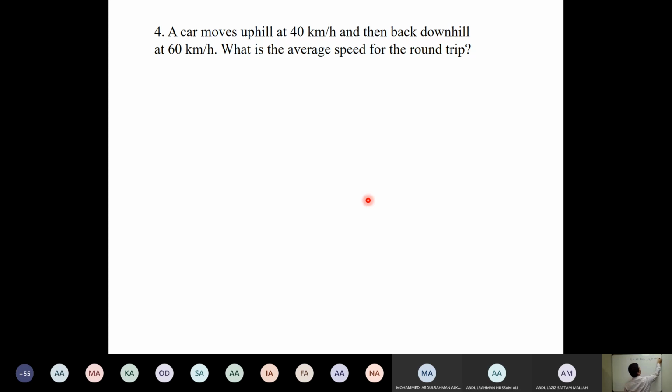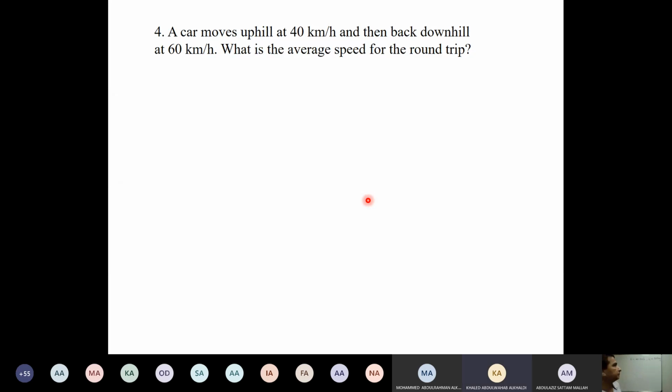60 kilometers per hour. Oh, sir, isn't it going to be negative 40, because it's uphill? Isn't the velocity going to be negative 40? Yeah, if this was velocity, it would be negative and positive. But if you look at the question, they are talking about the speed.